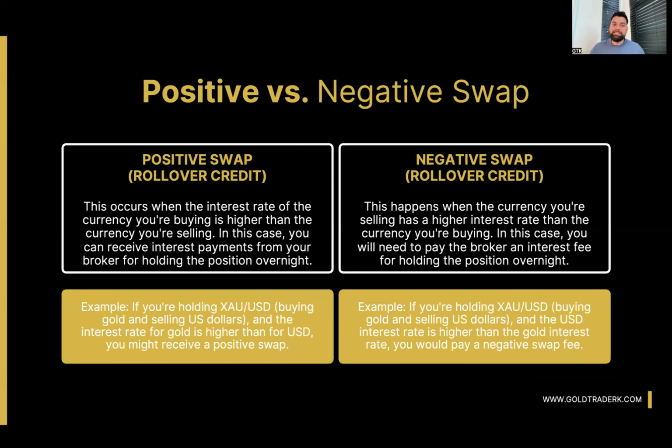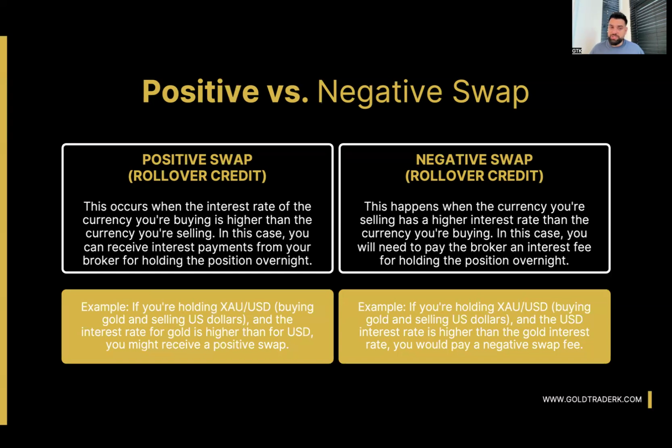Positive swap. This occurs when the interest rate of the currency you're buying is higher than the currency you're selling. In this case, you can receive an interest payment from your broker for holding the position overnight. Negative swap. This happens when the currency you're selling has a higher interest rate than the currency you're buying. If this is the case, you will need to pay the broker an interest fee for holding the position overnight.